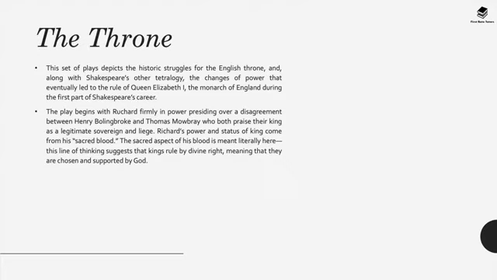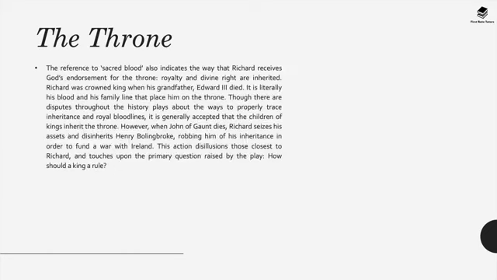Richard's power and status as king come from his sacred blood. The sacred aspect of his blood is meant literally here. This line of thinking suggests that kings rule by divine right, meaning that they are chosen and supported by God. The reference to sacred blood also indicates the way that Richard receives God's endorsement for the throne. Royalty and divine right are inherited.